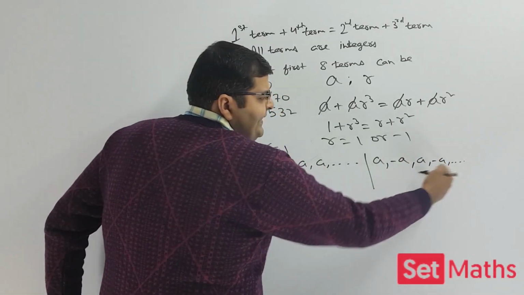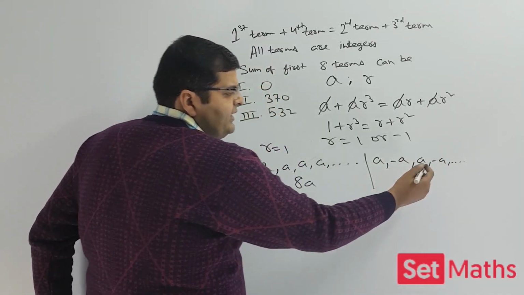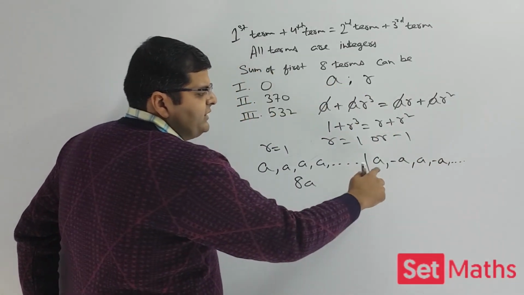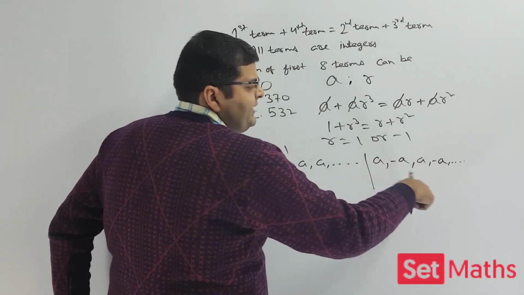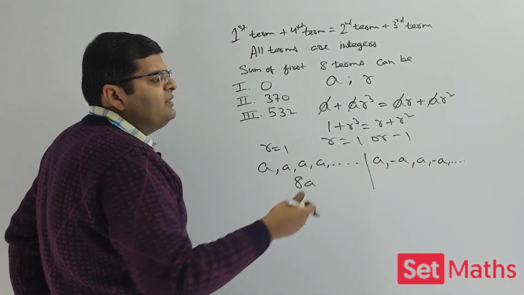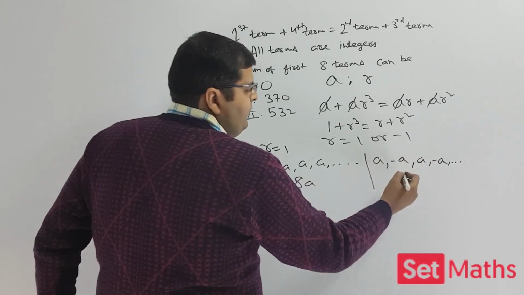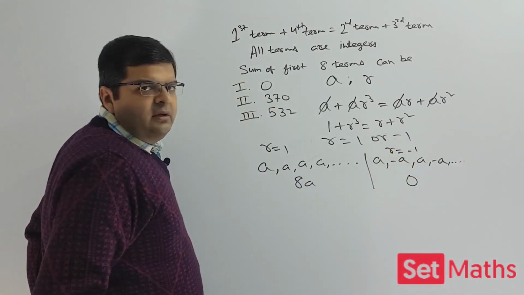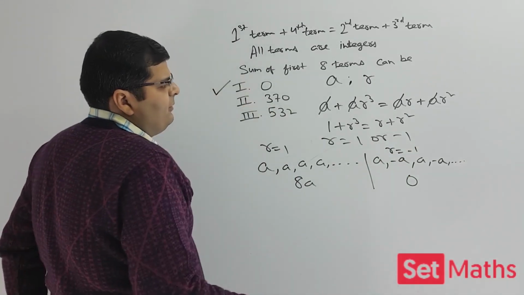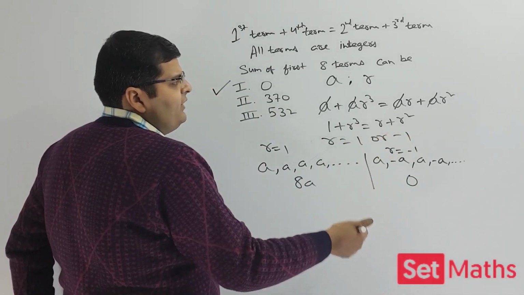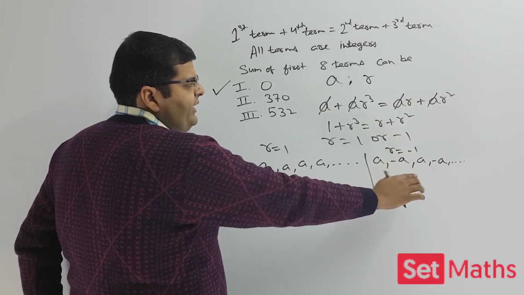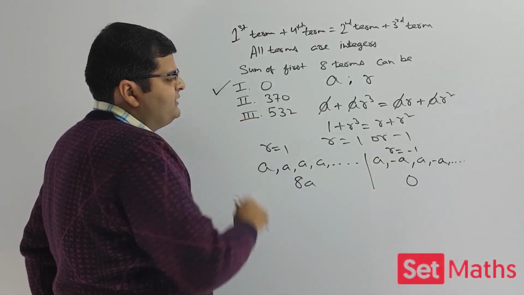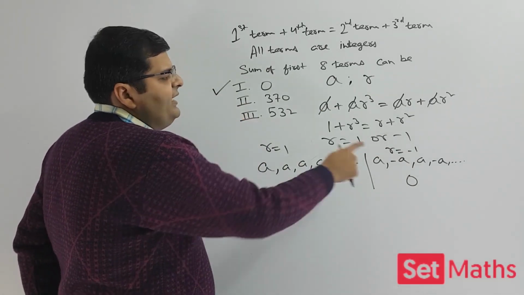So if I add 8 terms over here, I am adding an even number of terms, that is 8 terms, because we need to find the sum of 8 terms. So that will be a minus a plus a minus a plus a minus a. All those will cancel out each other. So when r is equal to minus 1, sum of 8 terms will be 0. So 0 is definitely an option here. Whenever r is equal to minus 1, it doesn't depend on the value of a, we can get the sum as 0.